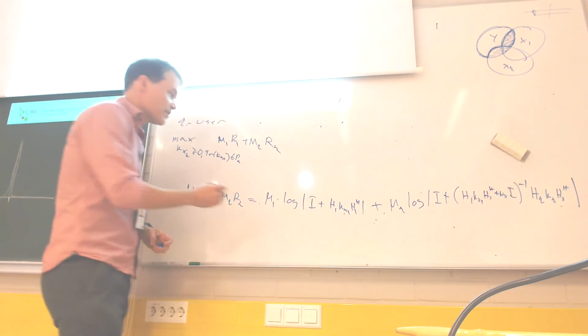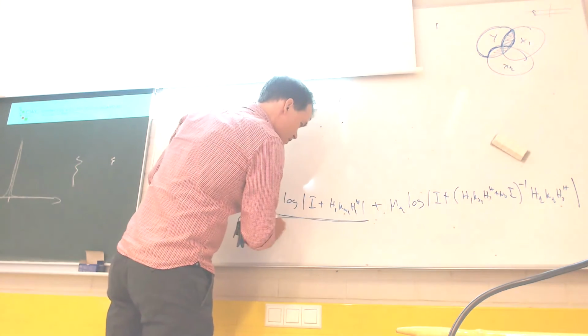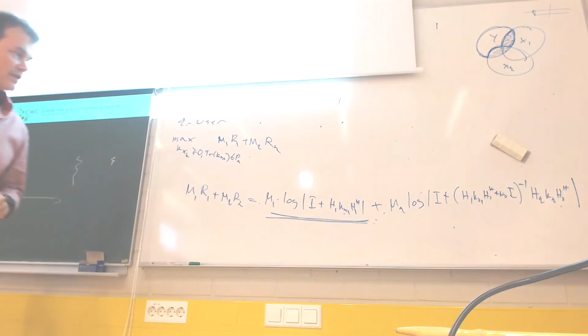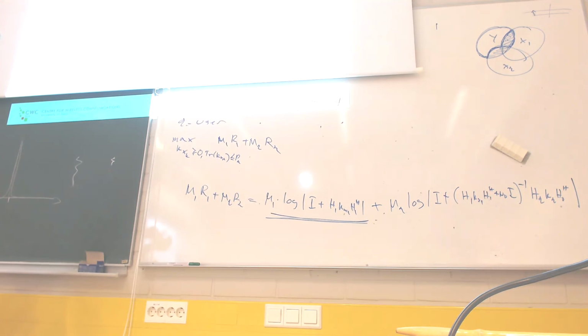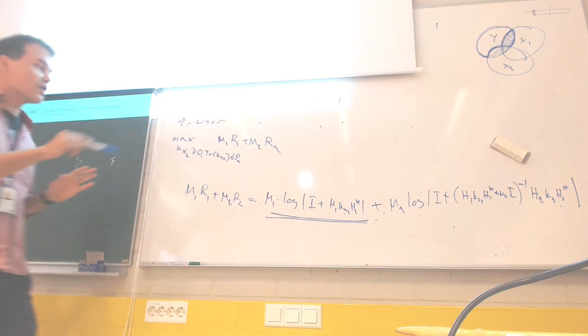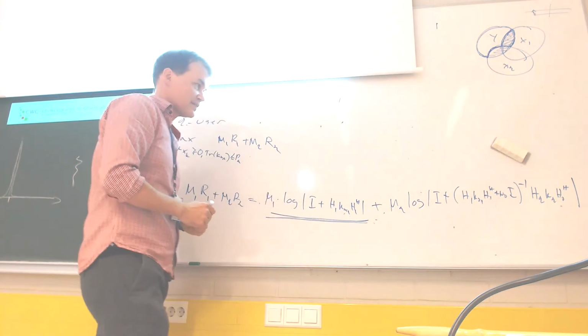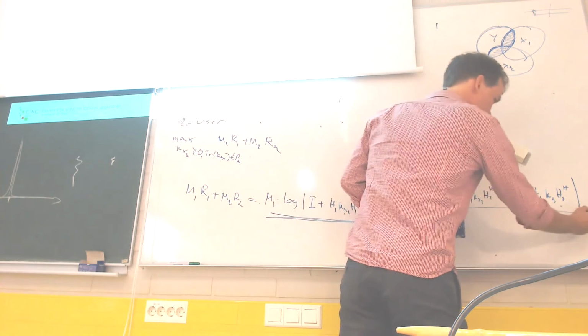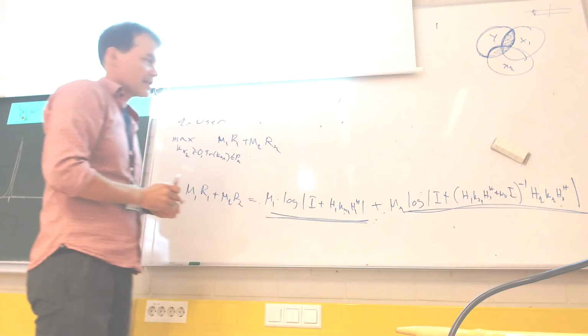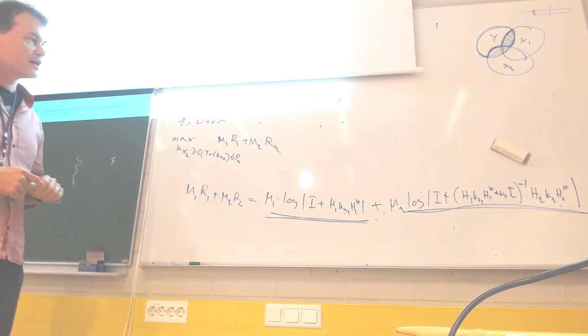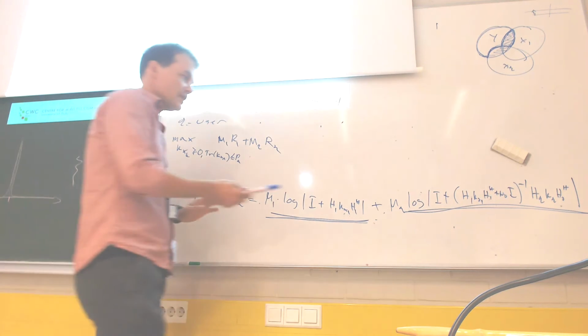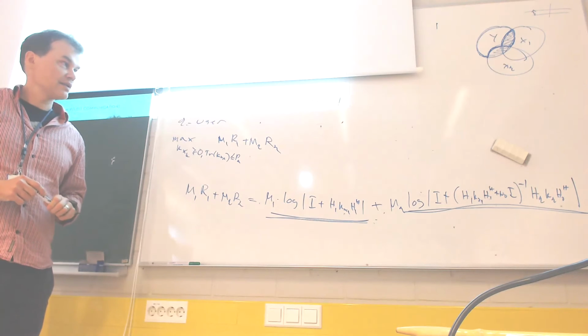Right. What can we say about this function? Is it convex or concave with respect to the transmit covariance matrix? Okay, with respect to Kx1 that is fine. It's concave. The function is a concave function with respect to the transmit covariance. What about this one? What about Kx2? Well, it's a concave function with respect to Kx2. Okay. What about Kx1?